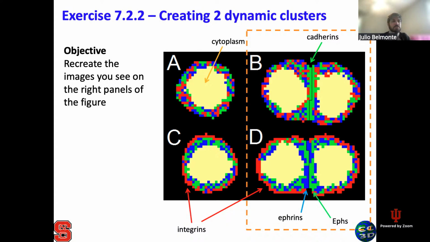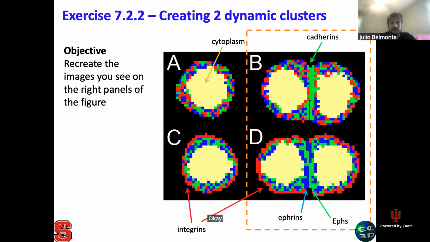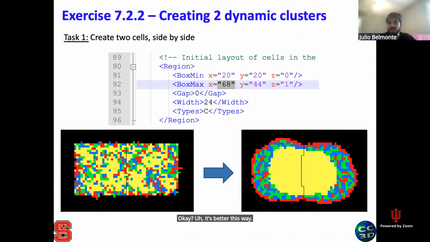When I publish papers, I try to use this nomenclature of domains, where sometimes a cell is a single domain, and sometimes a cell is a collection of multiple domains. Anastasia already wants to do this exercise. Yes, you have to initialize two cells. It's better this way, and to do this is very simple.